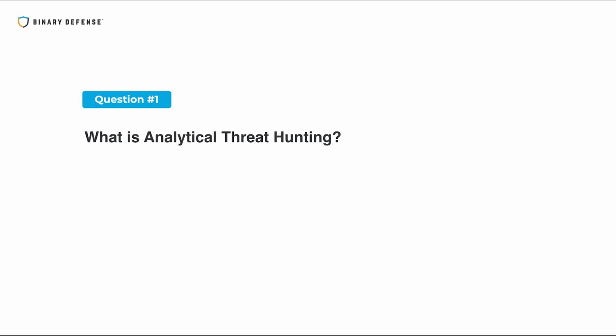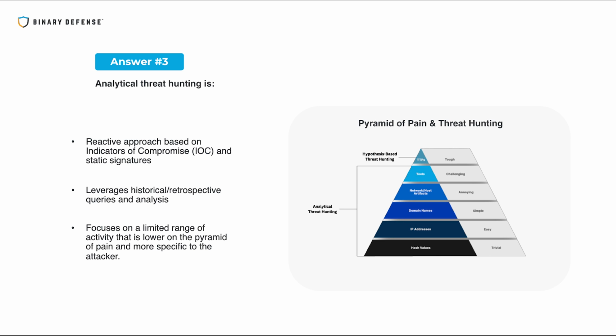Our first question is, what is analytical threat hunting? As you can see over to the right, we have this pyramid of pain and threat hunting. Lower on the pyramid, you're going to see where analytical threat hunting really focuses on those hash values, IP addresses, and domain names. And as you can see on the right side, it shows, connected to each of those, whether it's trivial, easy, or simple, how difficult it is for the attacker.